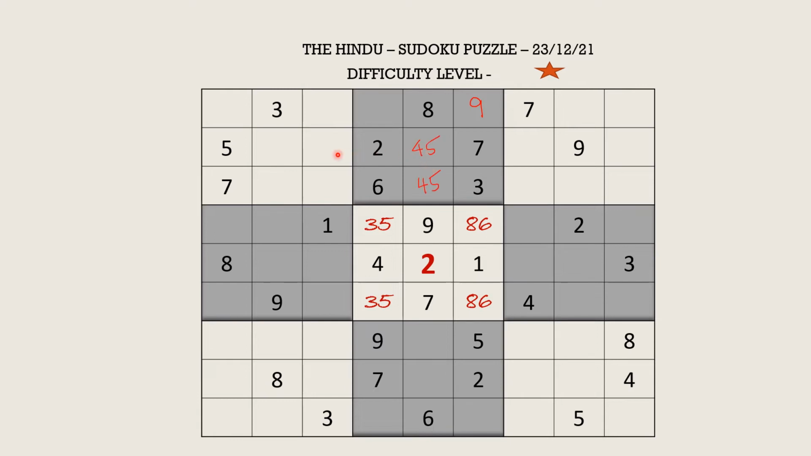There is a 5 blocking here. So this is a 4 and this is a 5. The only missing number is 1.